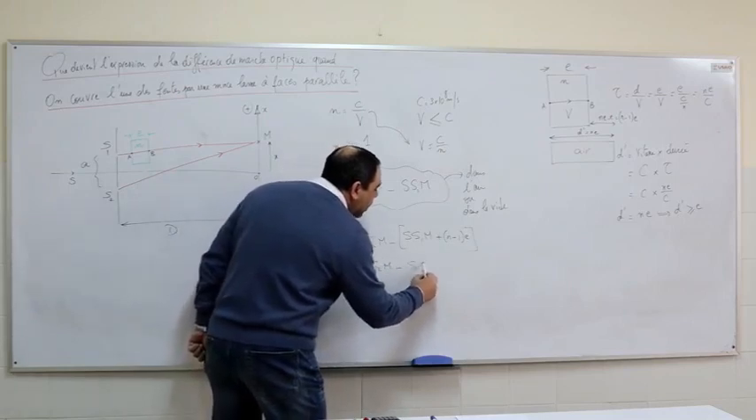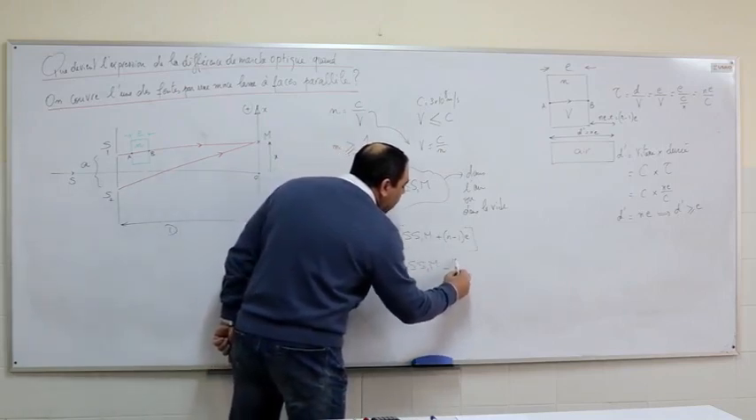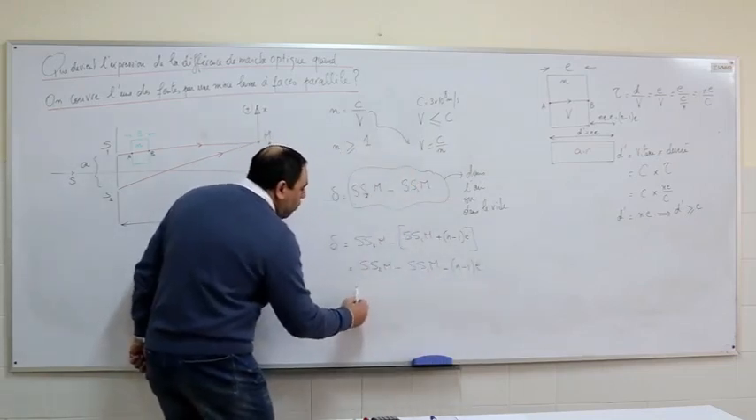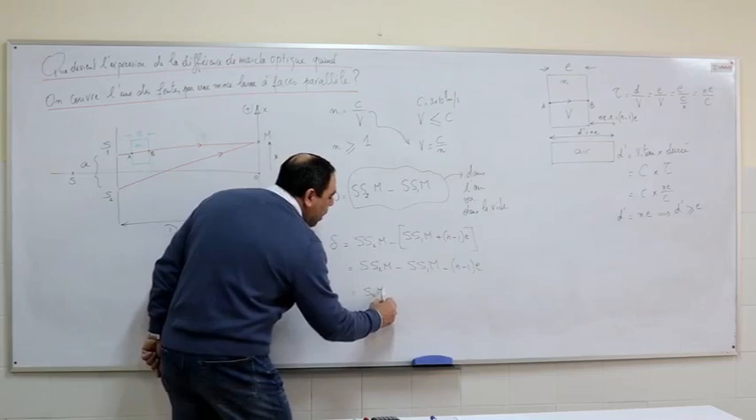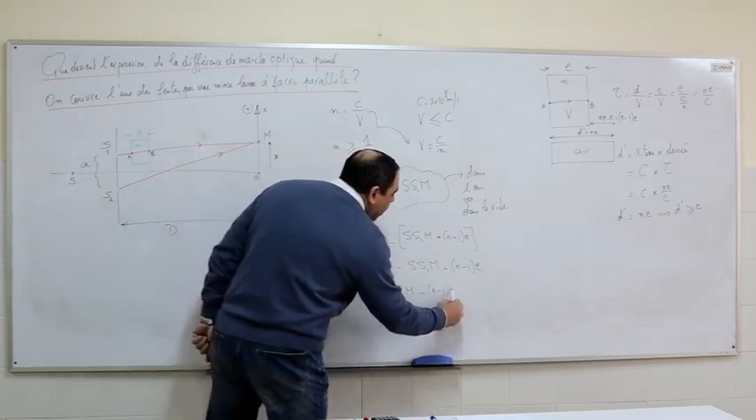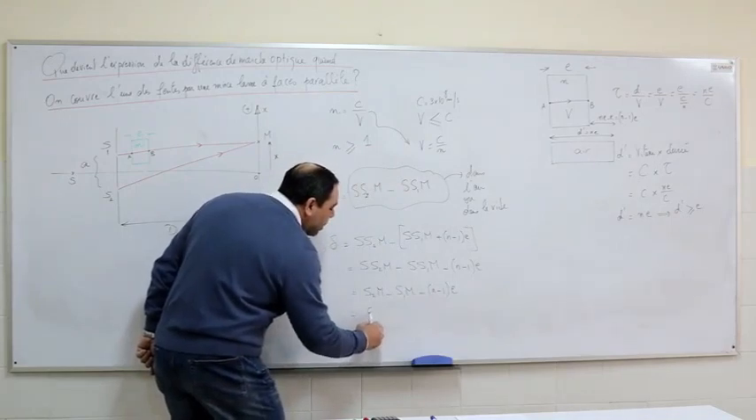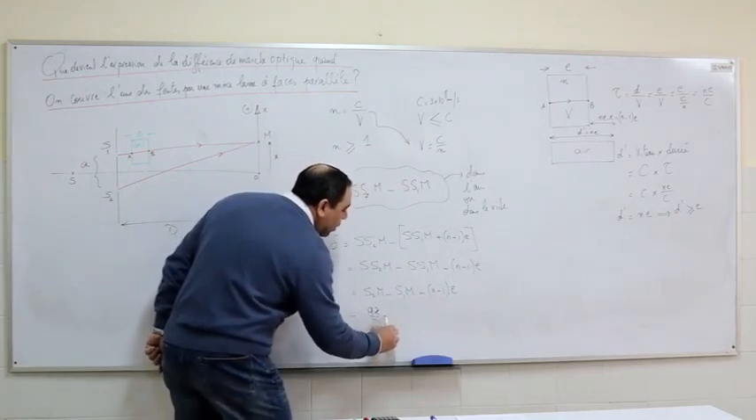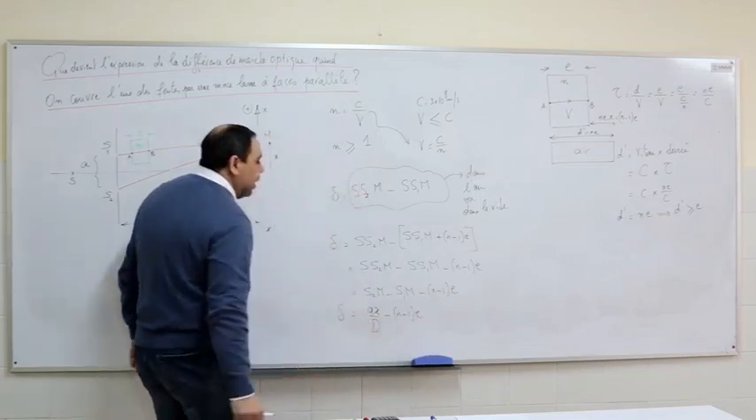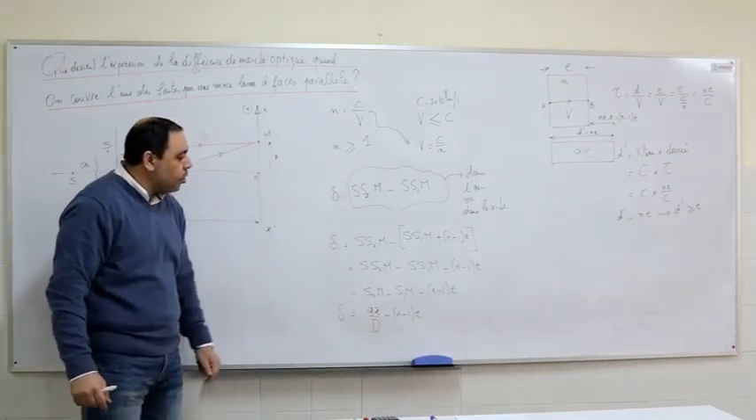S S2 M minus S S1 M minus (n minus 1)e. This is equal to S2M minus S1M minus (n minus 1)e, which becomes AX over D minus (n minus 1)e. And this is the new expression of the optical path difference.